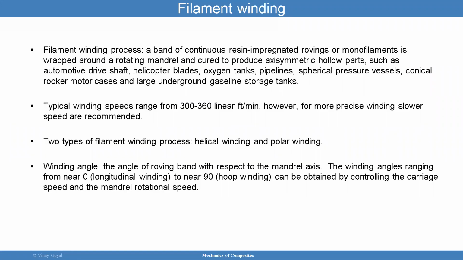The typical wind speeds are pretty nice, 300, 360 linear feet per minute. However, if you need a really precise winding, you probably want to go slower. Two types of filament winding processes that are used are called helical winding and polar winding. The winding angle, the angle of roving band with respect to the mandrel axis, ranges anywhere between 0 degrees to 90 degrees.